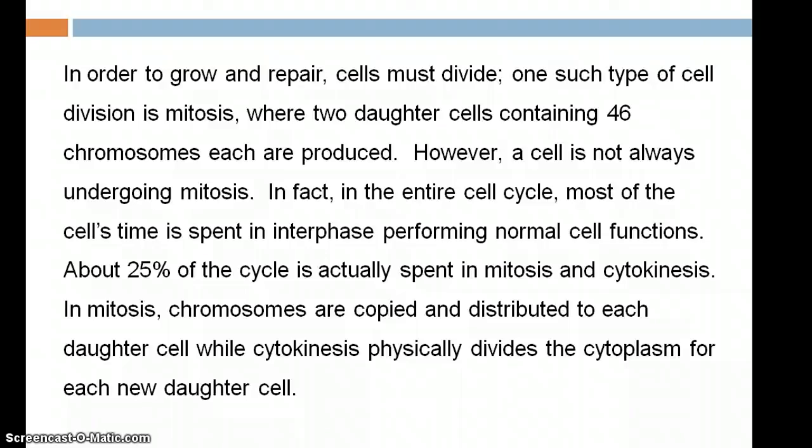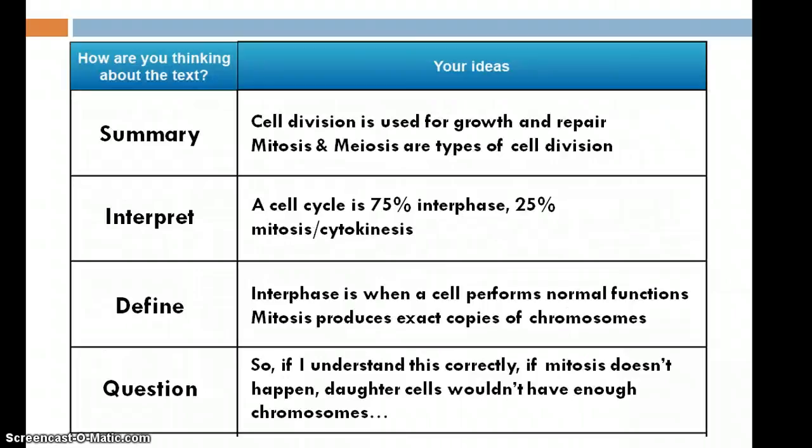So there I not only defined interphase, but I also interpreted the visual. About 25% of the cycle is actually spent in mitosis and cytokinesis. In mitosis, chromosomes are copied and distributed to each daughter cell, while cytokinesis physically divides the cytoplasm for each new daughter cell. So if we go back to the writing in the margins, you can see that I covered most everything that was in my table.